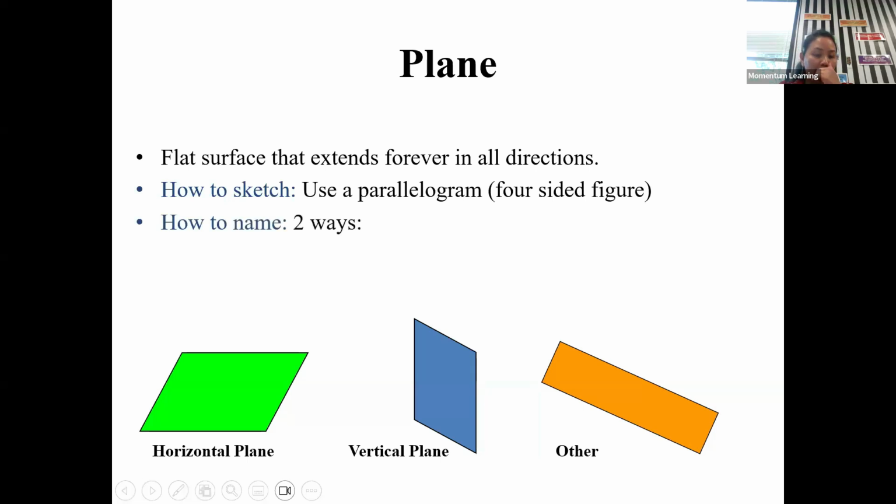So how do you name a plane? It's in two ways. For the first image, do you see that M? Sometimes it's bold, sometimes it's italicized. But notice it does not have a point next to it. So this is not point M. You're going to call it plane M. So when I say, where is plane M? You know it's this green plane that I'm referring to.